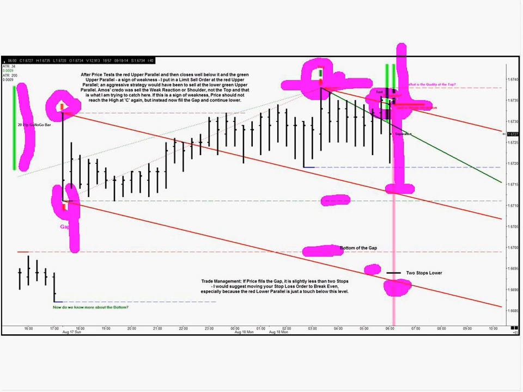Trade management. If price fills the gap, meaning it gets into here, it is slightly less than two stops. Unless you have millions of dollars, tens of millions of dollars, and are trading for a hedge fund, I would suggest that if you get down close to this area, you move to break even. Go from a stop up here to break even, right here. Why?